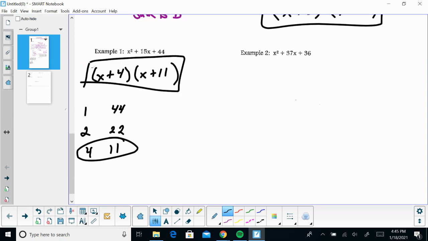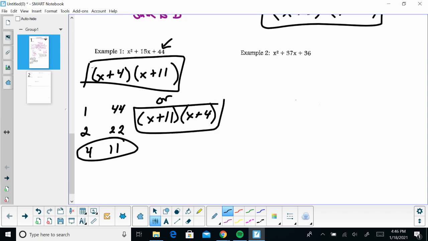If you wanted to check it, you could double distribute it and see if you got this original problem, which we would. You also, just so that you know, can rewrite this in the opposite order, and it means the same thing, because I can rewrite multiplication in different orders and it means the same thing, right? We all know that 2 times 4 equals 8 and 4 times 2 equals 8, right? So I can reorder these factors and I'm going to get the same answer. Okay, let's try another one.